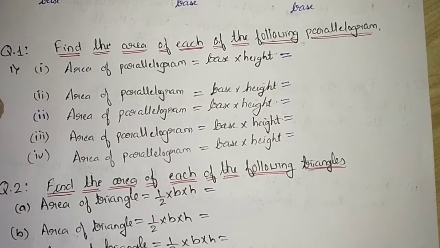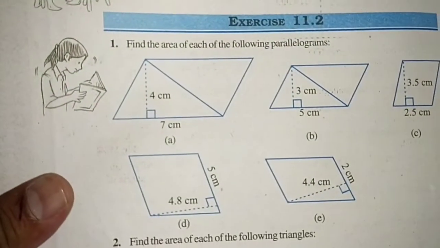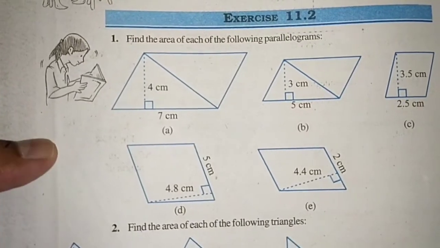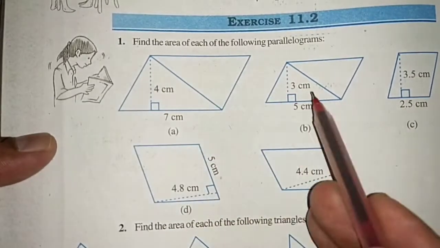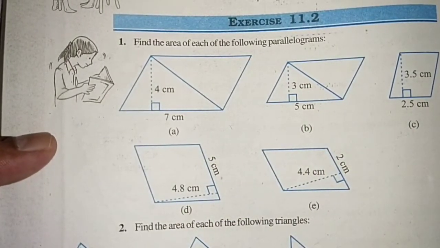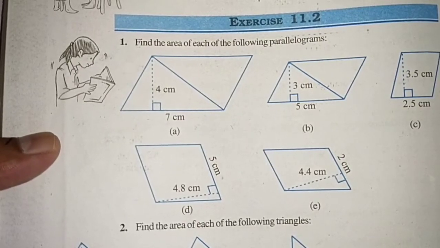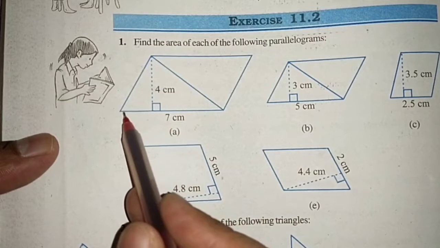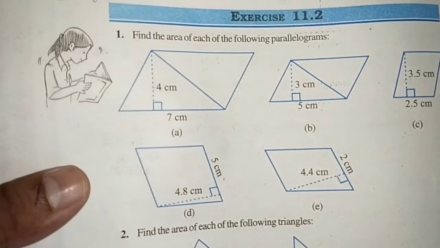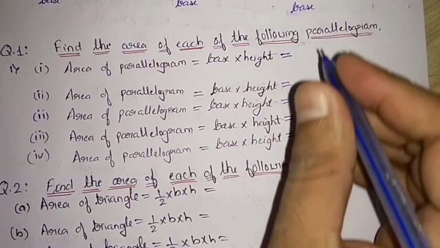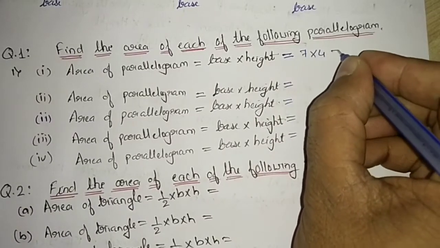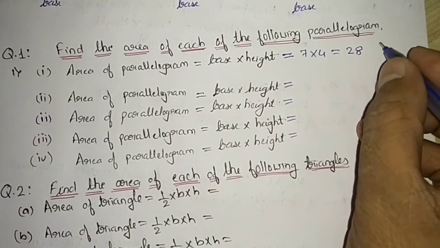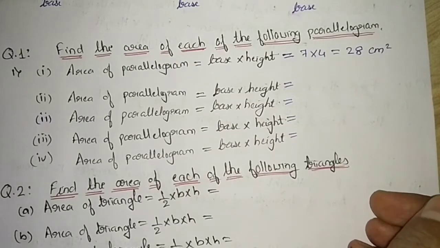But for solving question number 1, let me take you to the exercise. Exercise 11.2, in that question number 1 says, find the area of each of the following parallelograms. They have given us 5 parallelograms. We are supposed to find the area of that parallelogram. If you see this first parallelogram, base is 7 and height is 4. So 7 into 4 will give me 7 4s are 28. Since it is centimeter, area will be centimeter square.